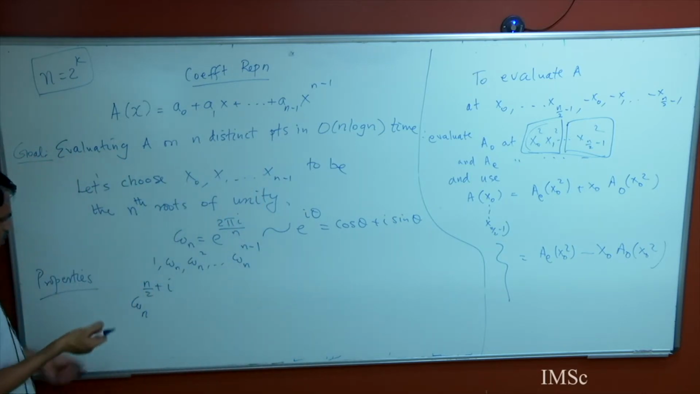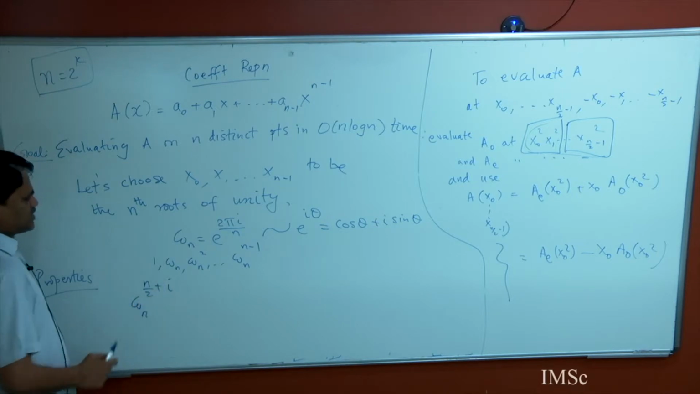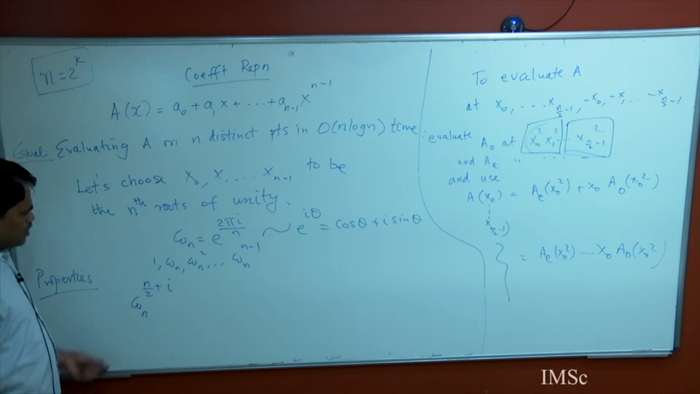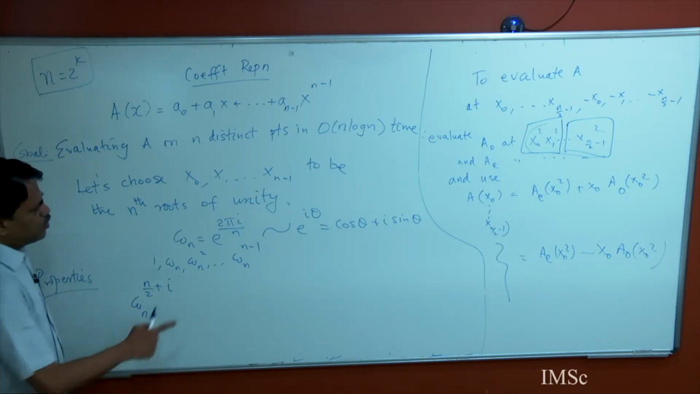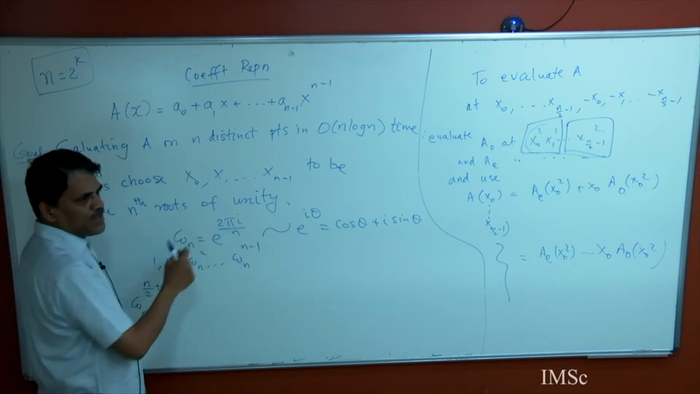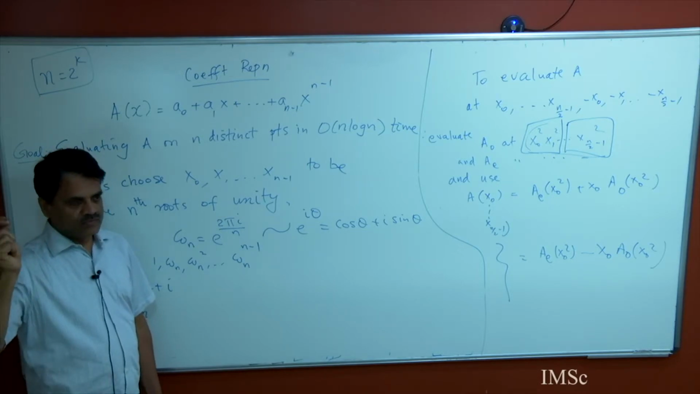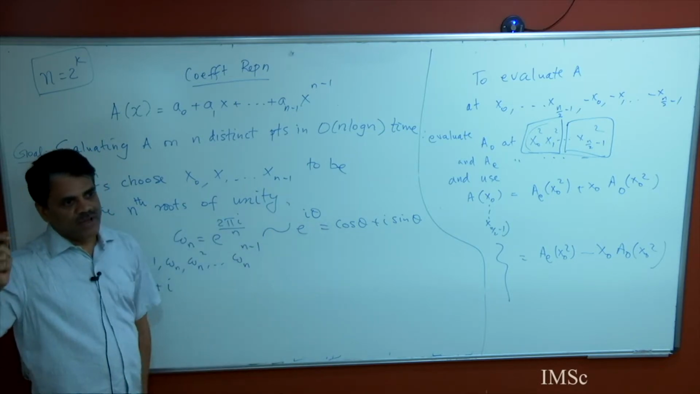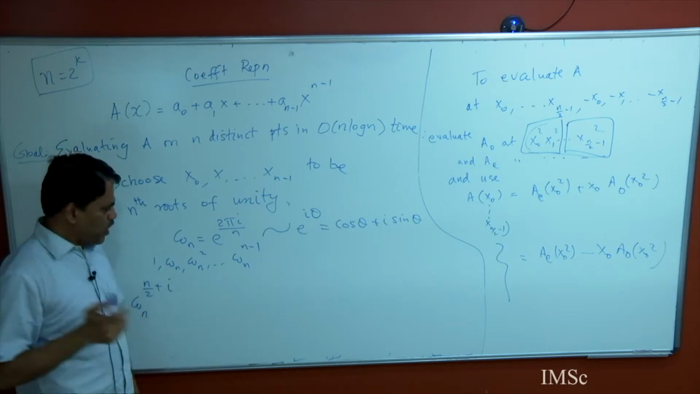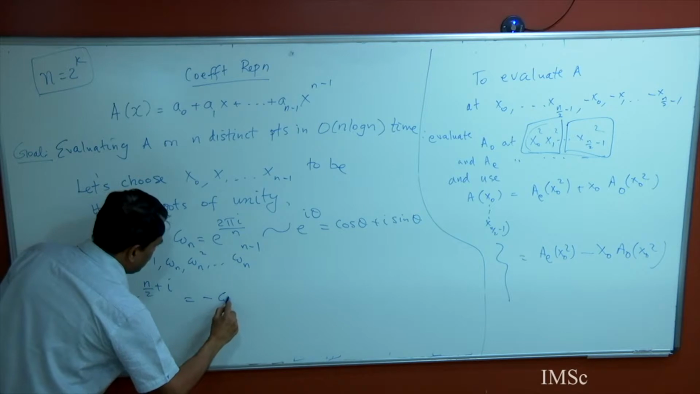So this is my omega n. What is n by 2 plus I? Well, what is omega n power n by 2? If I just plug it in here, the n by 2 will go away. It will be e power pi I, which is cos pi plus I sin pi, which is minus 1. So this whole thing would be minus 1. So this will be omega.